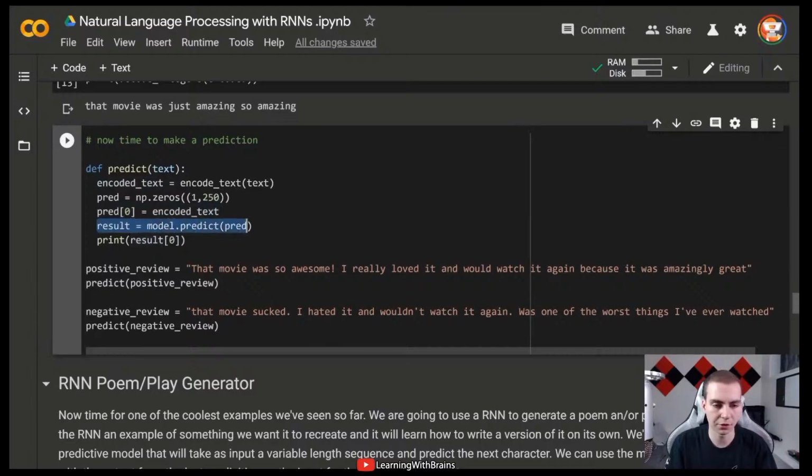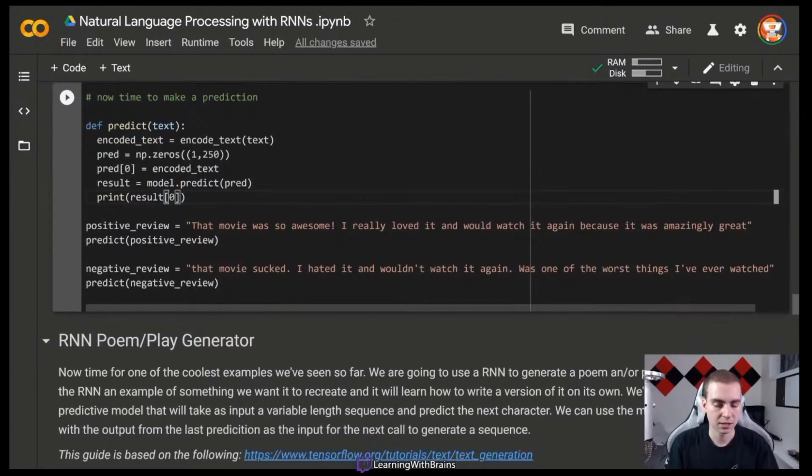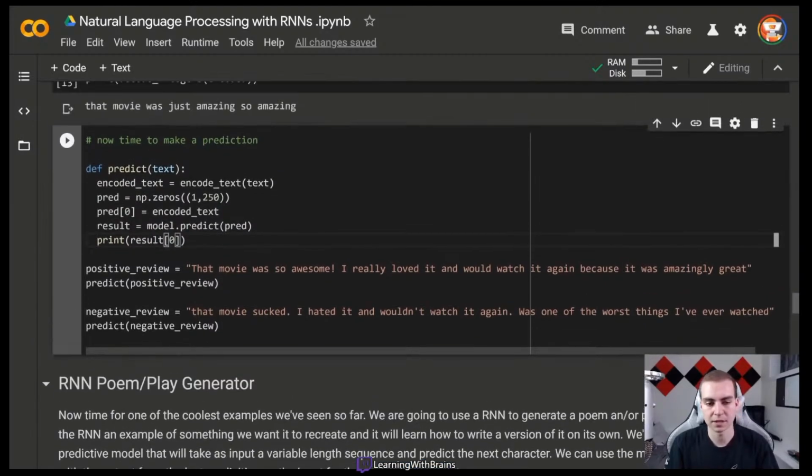Then what we do is say model.predict on that array and just return and print the result 0. Now, that's pretty much all there is to it. I mean, that's how it works.